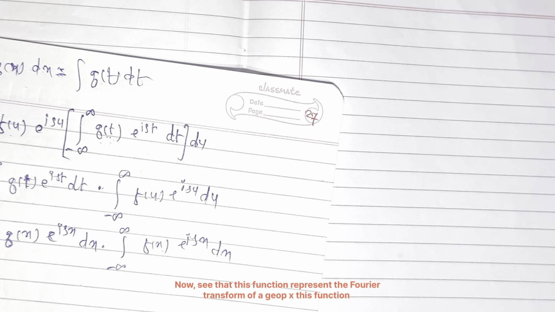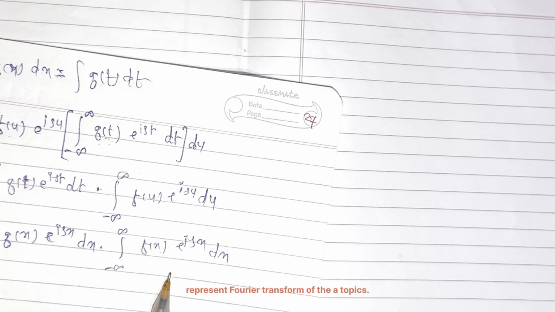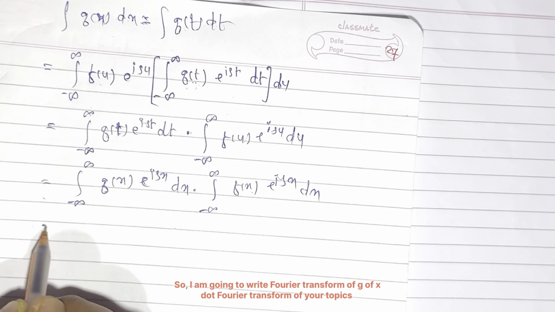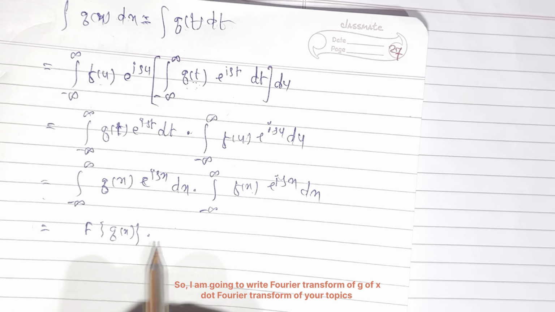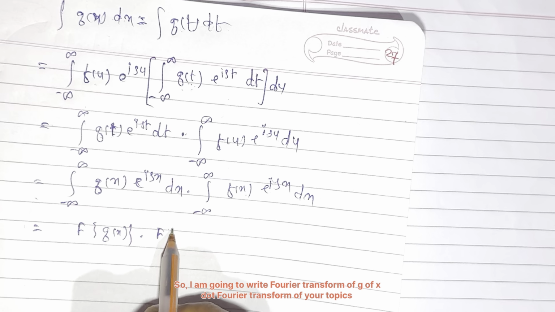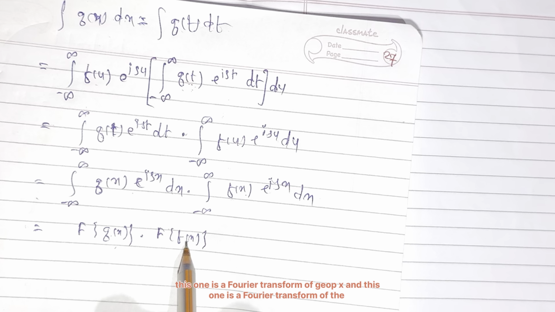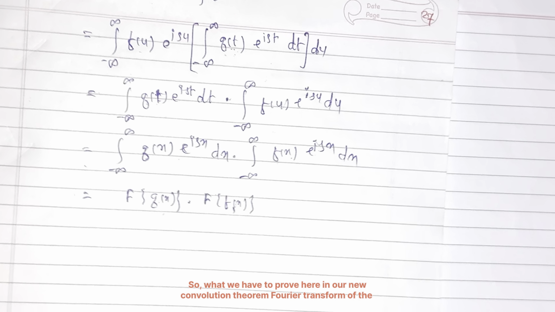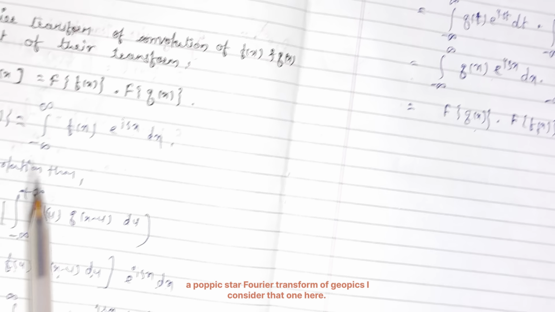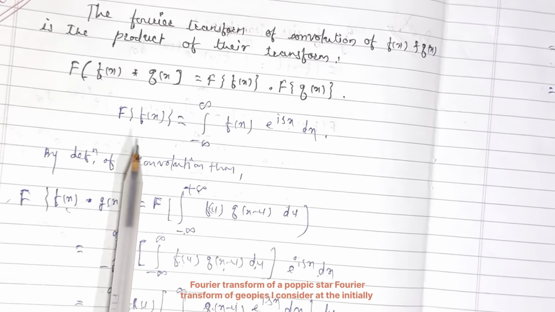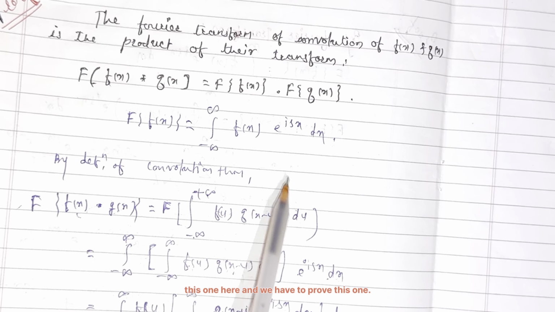Now see that this function represents the Fourier transform of g of x, and this function represents the Fourier transform of f of x. So I'm going to write Fourier transform of g of x dot Fourier transform of f of x. What we have to prove in our given convolution theorem is the Fourier transform of f of x star g of x, which I considered initially here, and we have to prove this.